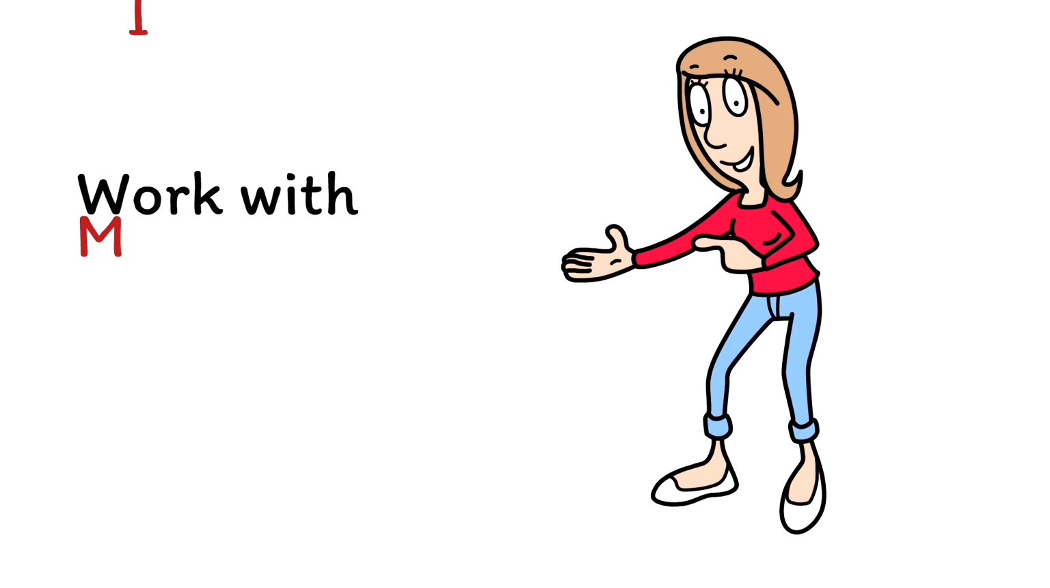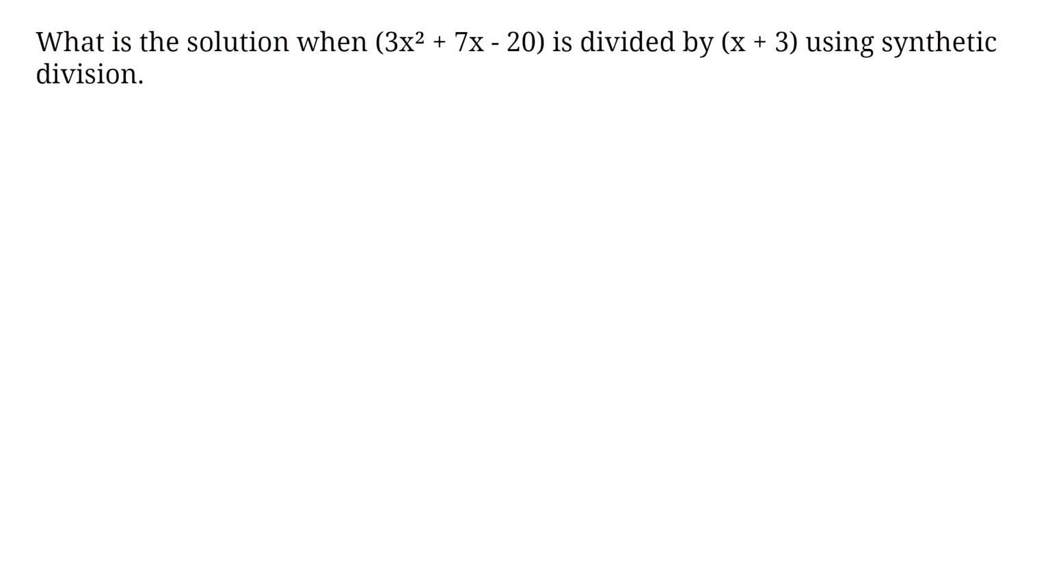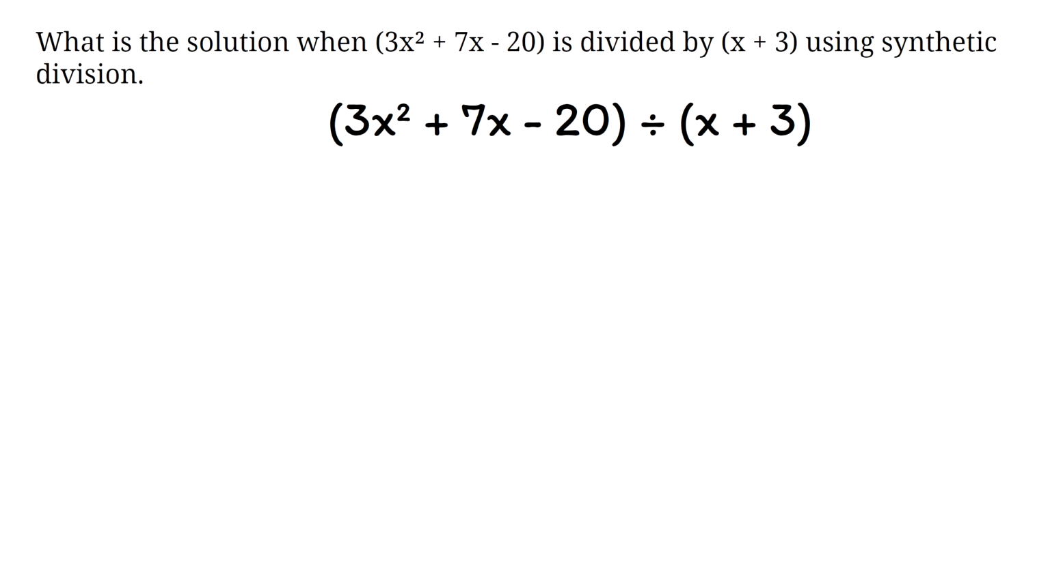Now that we know how to work with missing terms, the next important skill we need to learn is how to deal with remainders. As always, we'll use an example to explain it. What is the solution when the polynomial 3x squared plus 7x minus 20 is divided by the polynomial x plus 3 using synthetic division? To solve this, we equate the divisor polynomial x plus 3 to 0.